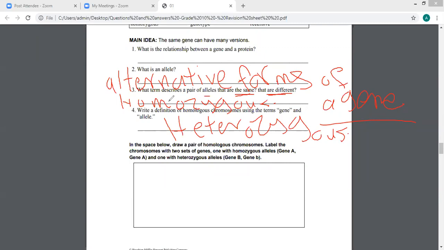Again, the scientific word that describes a pair of alleles that are similar is homozygous, and the term that describes alleles that are different is heterozygous.